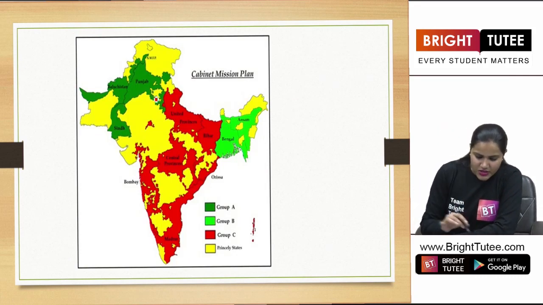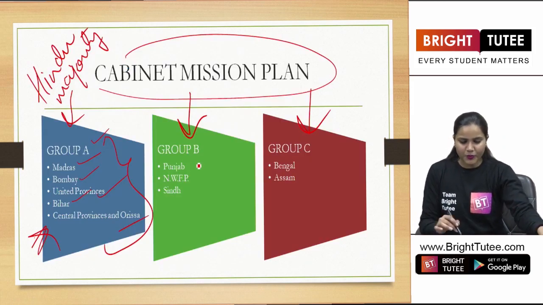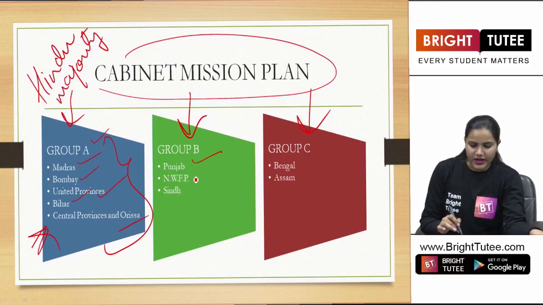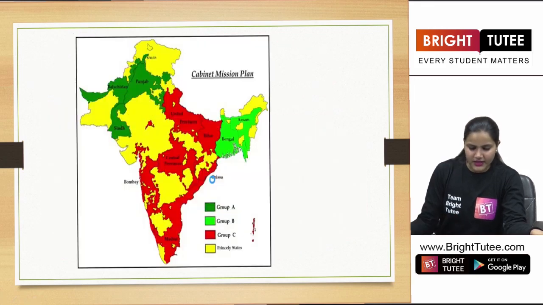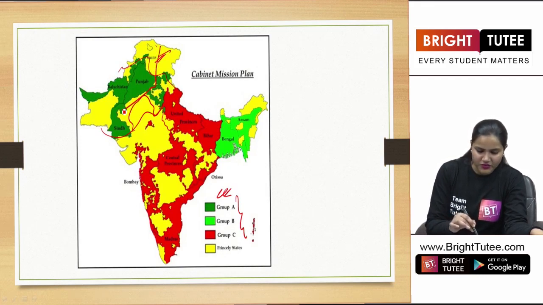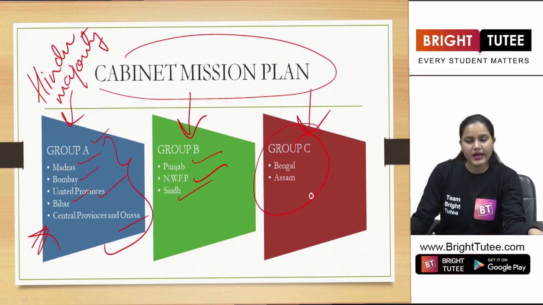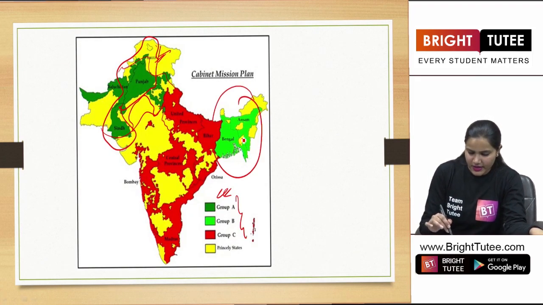Look at this map here, students. This is your Group A region, right? The second here is Group B, that is Punjab, Northwestern Frontier Punjab and Sindh region. Somewhere here. So here actually it has been written wrong. This is your Northwest Frontier Punjab, Punjab and Sindh region. Right? And the third group is Bengal and Assam. This is Bengal and Assam.